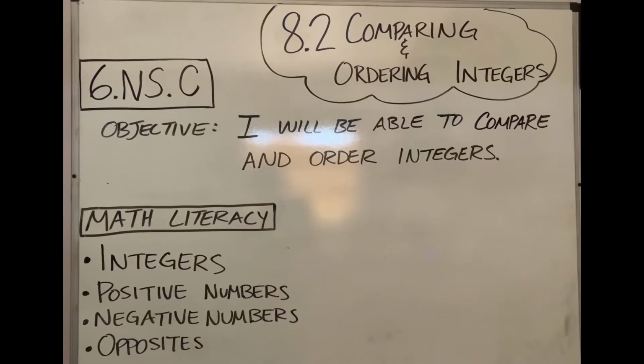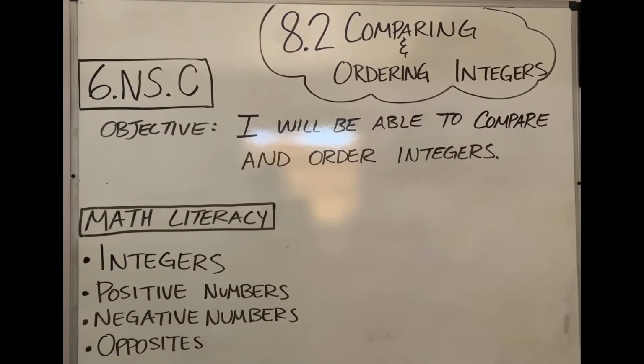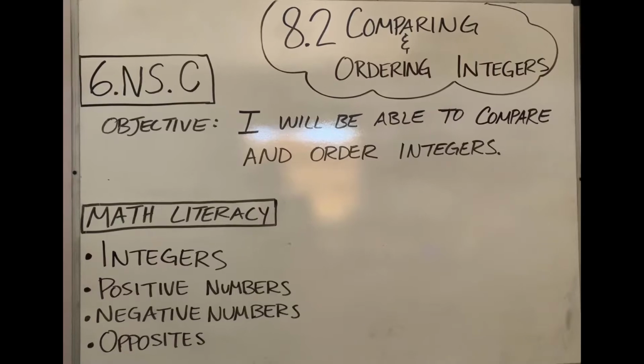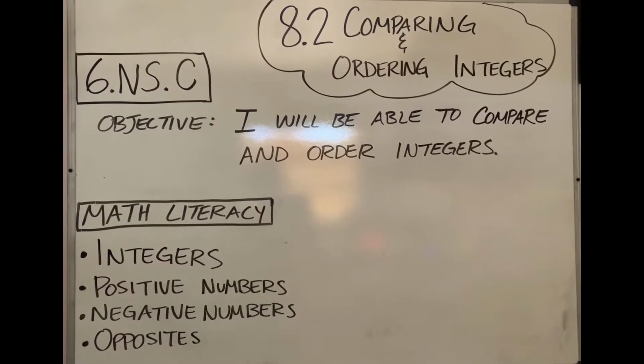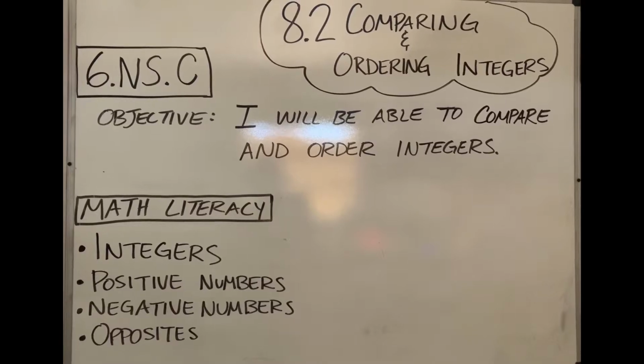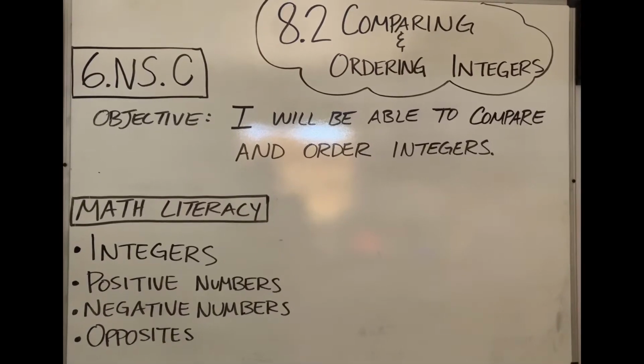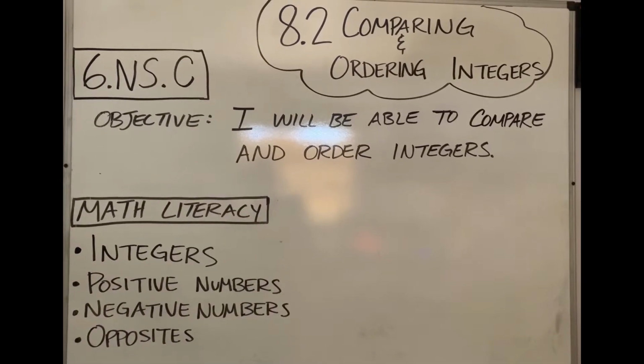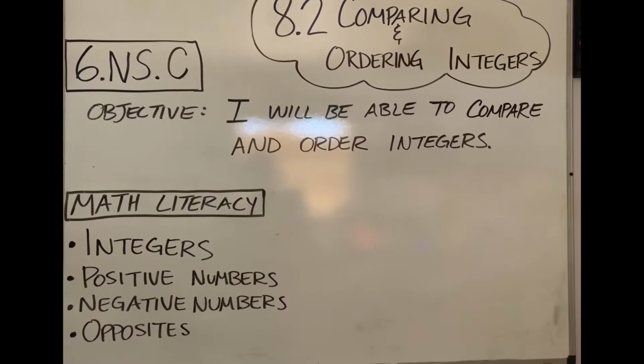For today's lesson, we're going to work with 8.2, comparing and ordering integers. Our standard is 6th grade number sense C, and our objective is that we're going to be able to compare and order integers. Our mathematical literacy: we have integers, positive numbers, negative numbers, and opposites.